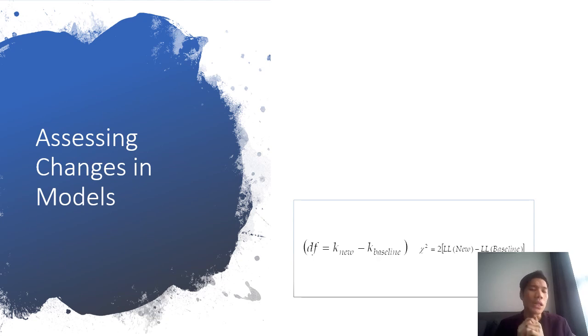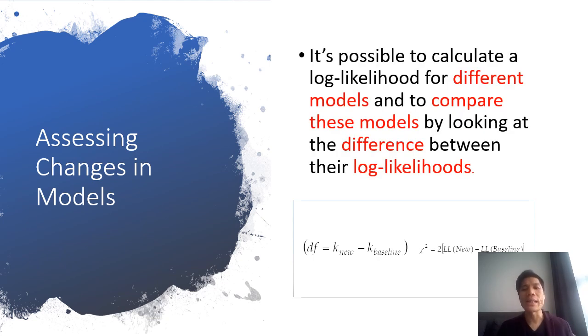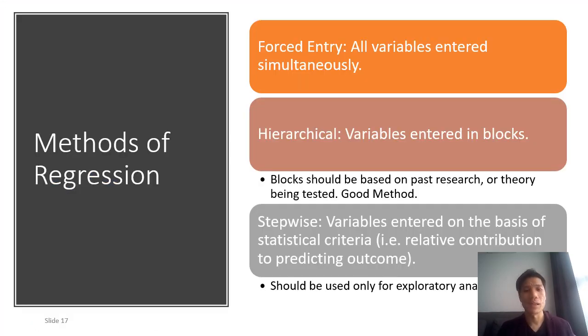Okay, what if you have two models and you want to find out which model is better? Well, you can assess the changes in the model by comparing the log likelihoods, because you will get the log likelihood for each. So take the log likelihood of the two and then compare them by using your chi-square test.